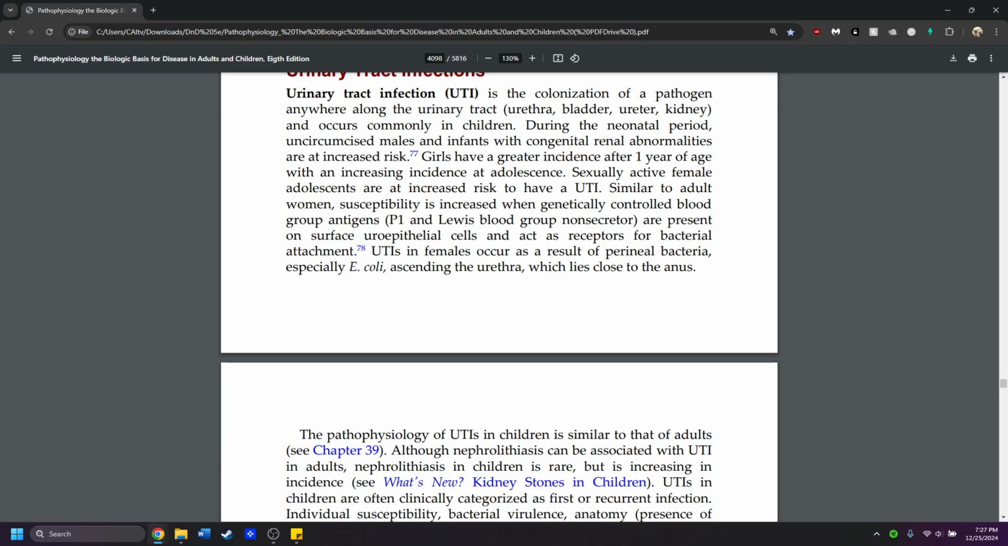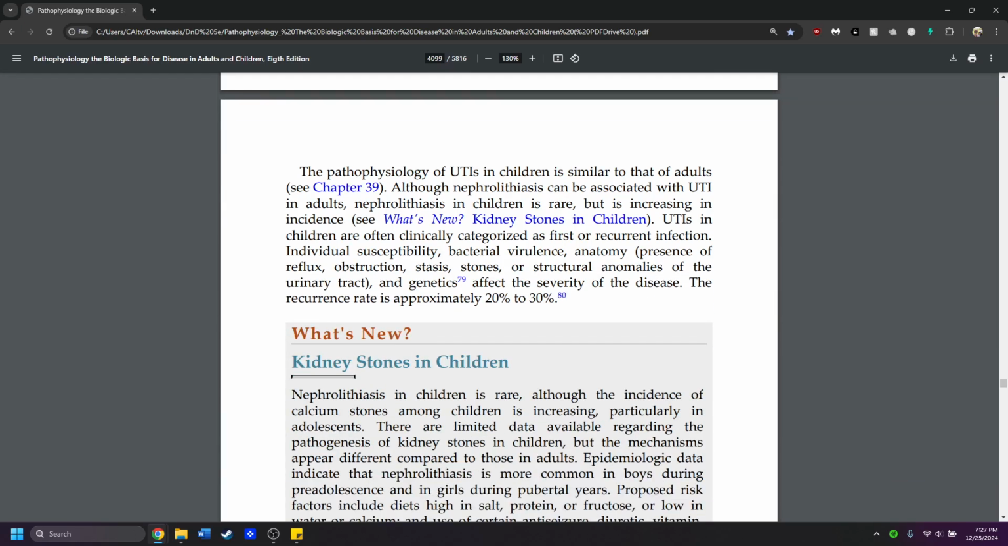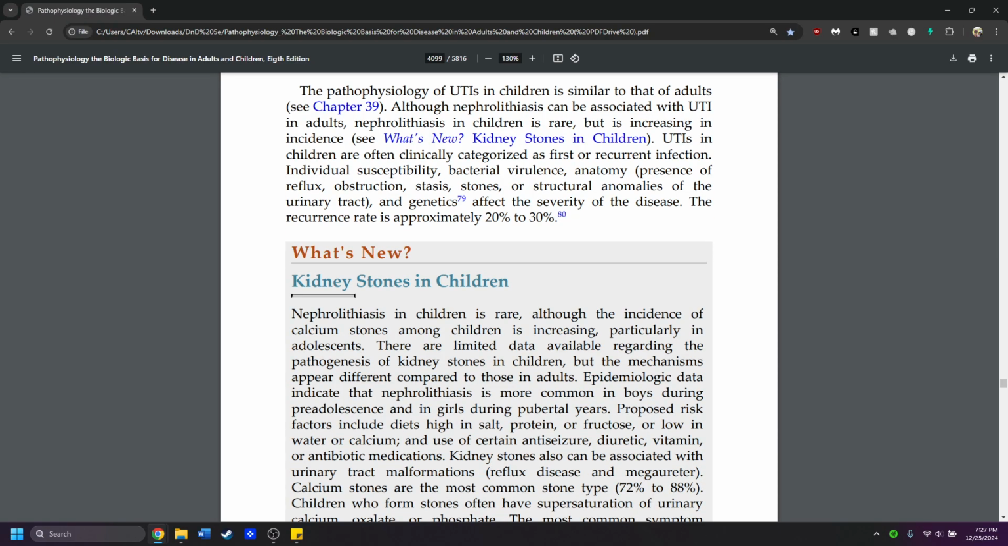Similar to adult women, susceptibility is increased when genetically controlled blood group antigens, your P1 and Lewis blood group non-secretors, are present on surface uroepithelial cells and act as receptors for bacterial attachment. UTI in females occurs as a result of perineal bacteria, especially E. coli, ascending the urethra, which lies close to the anus. The pathophysiology of UTIs in children is similar to that of adults. Although nephrolithiasis can be associated with UTI in adults, nephrolithiasis in children is rare, but is increasing in incidence.